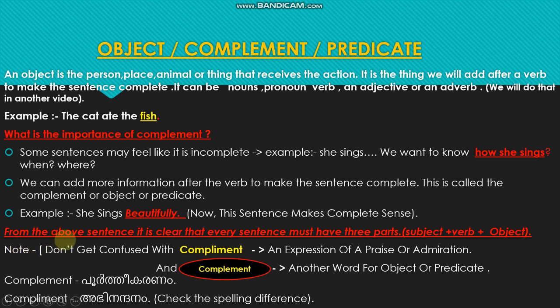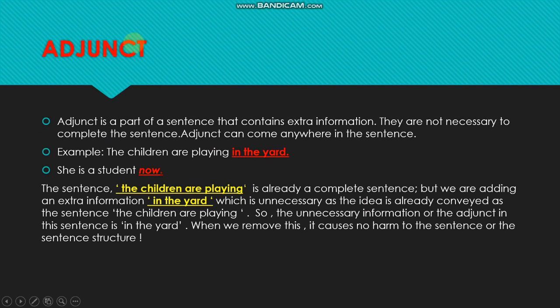Note, don't get confused between compliment and complement. An expression of praise or admiration is a compliment, C-O-M-P-L-I-M-E-N-T, whereas here it is complement, C-O-M-P-L-E-M-E-N-T, which is another word for object or predicate. Check the spelling difference. Now let's look at adjunct.